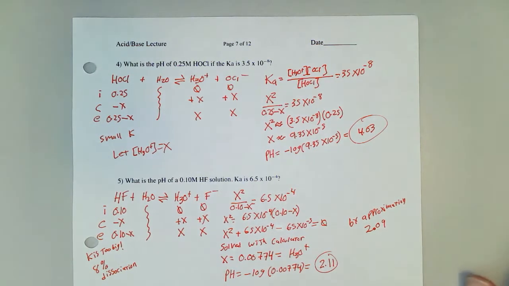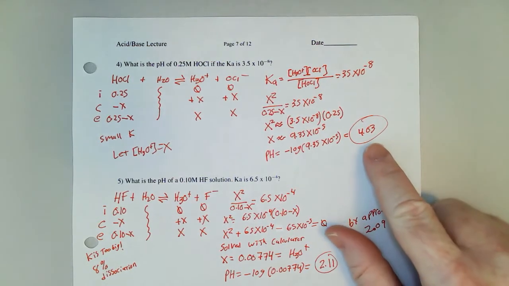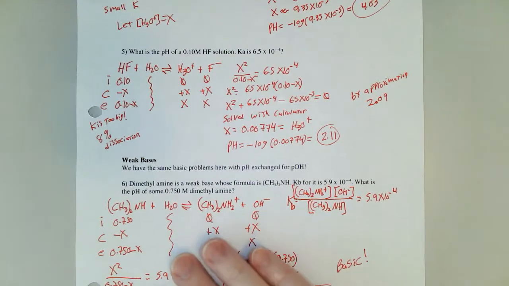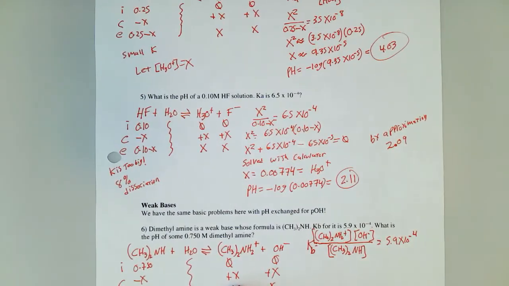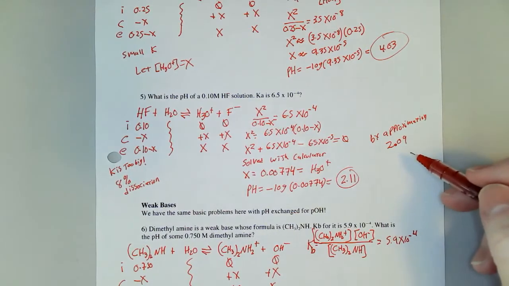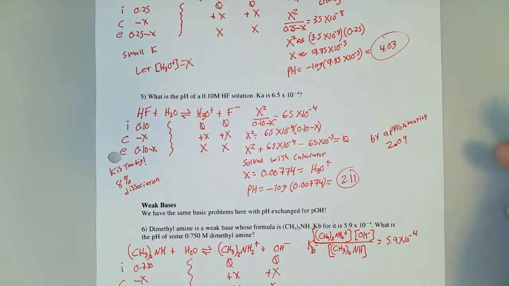Okay, so checking how we're doing on number 4. Hopefully you came up with a pH of about 4.03. And in number 5, you got a pH of about 2.11. Now this one does have about 8% dissociation, so I went through and I did this as a quadratic. By approximation you get 2.09, by quadratic you get 2.11. I think that's close enough not to worry about it.